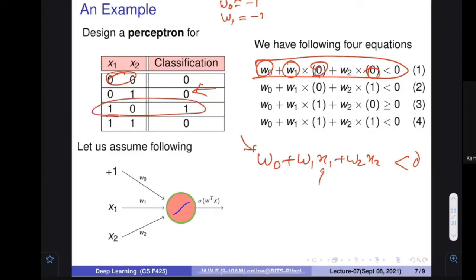Next equation, 101. So I put 1 over here and I put 0 over here. Equation becomes W0 plus W1 plus 0 less than 0. I think it should be greater than 0, because then only it would be positive. Now it is greater than 0. What should be the value of W1? I think I have done the wrong thing at that particular time. W2 is equal to minus 1.